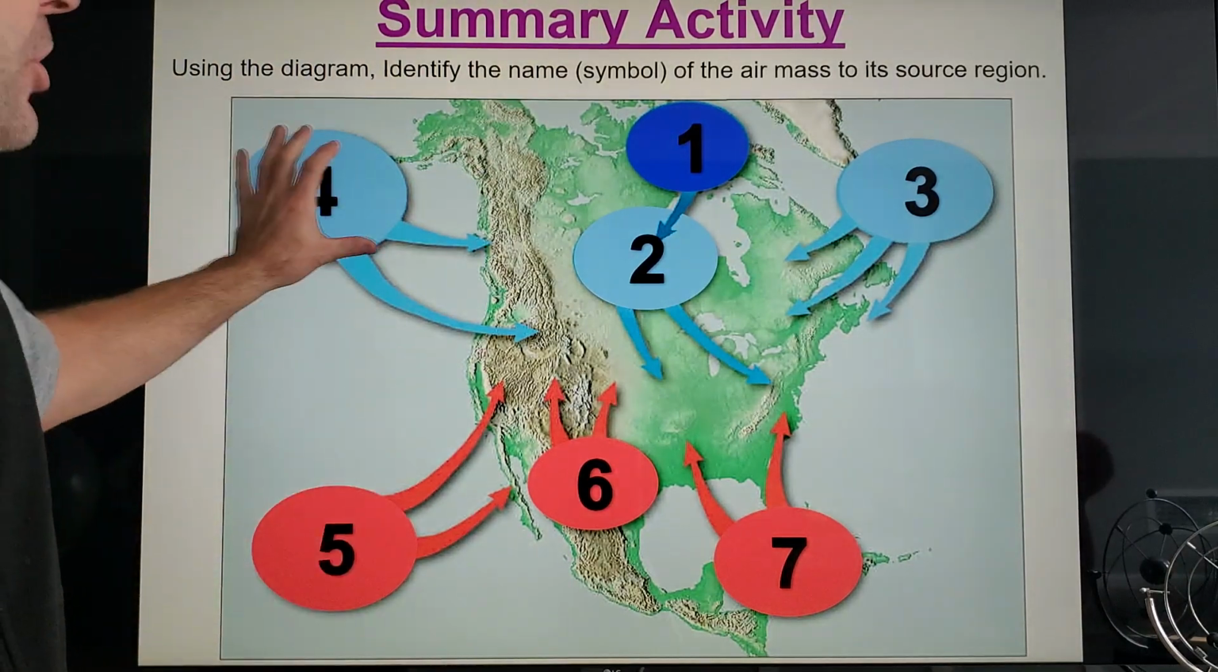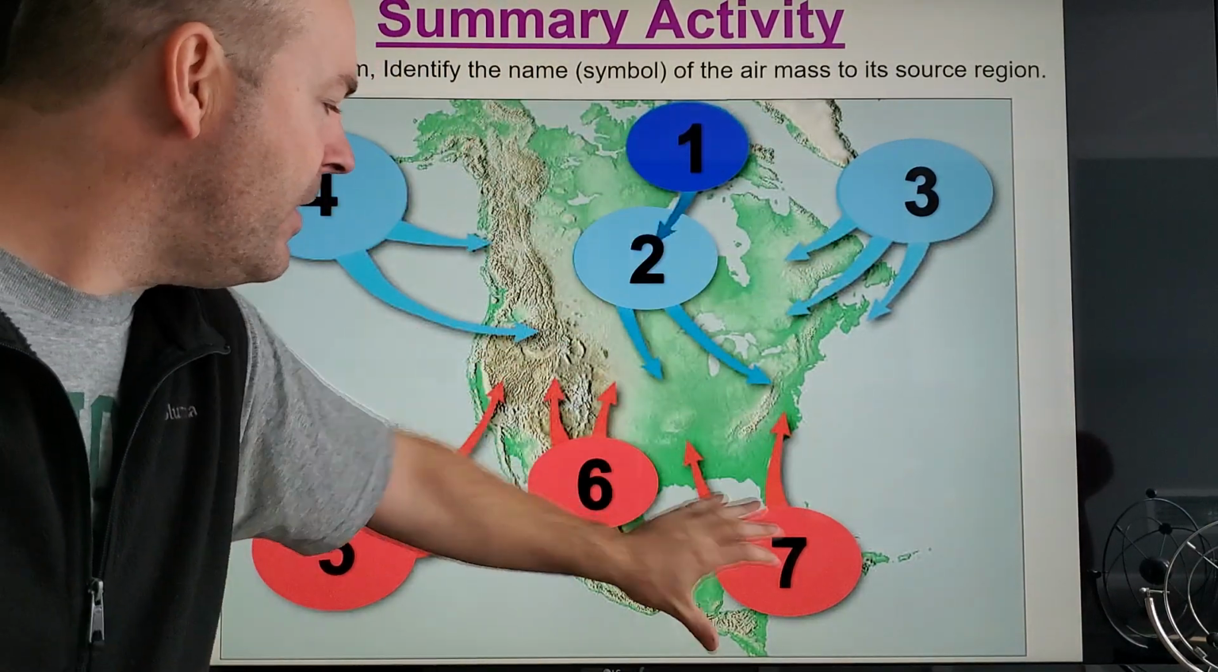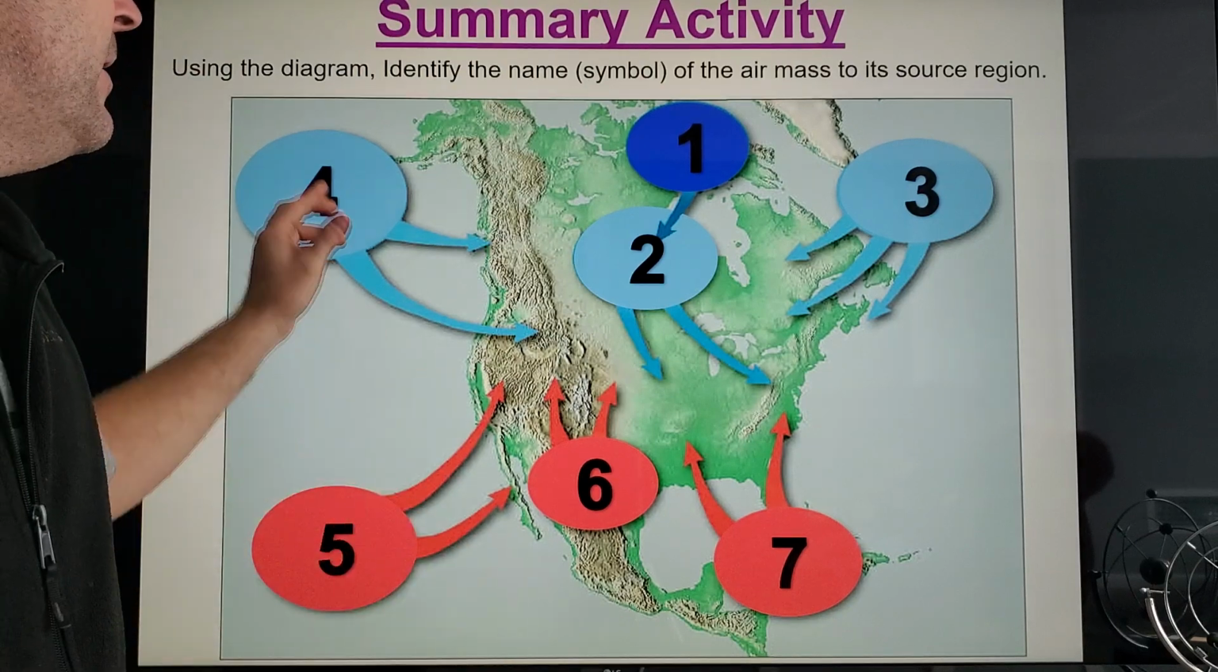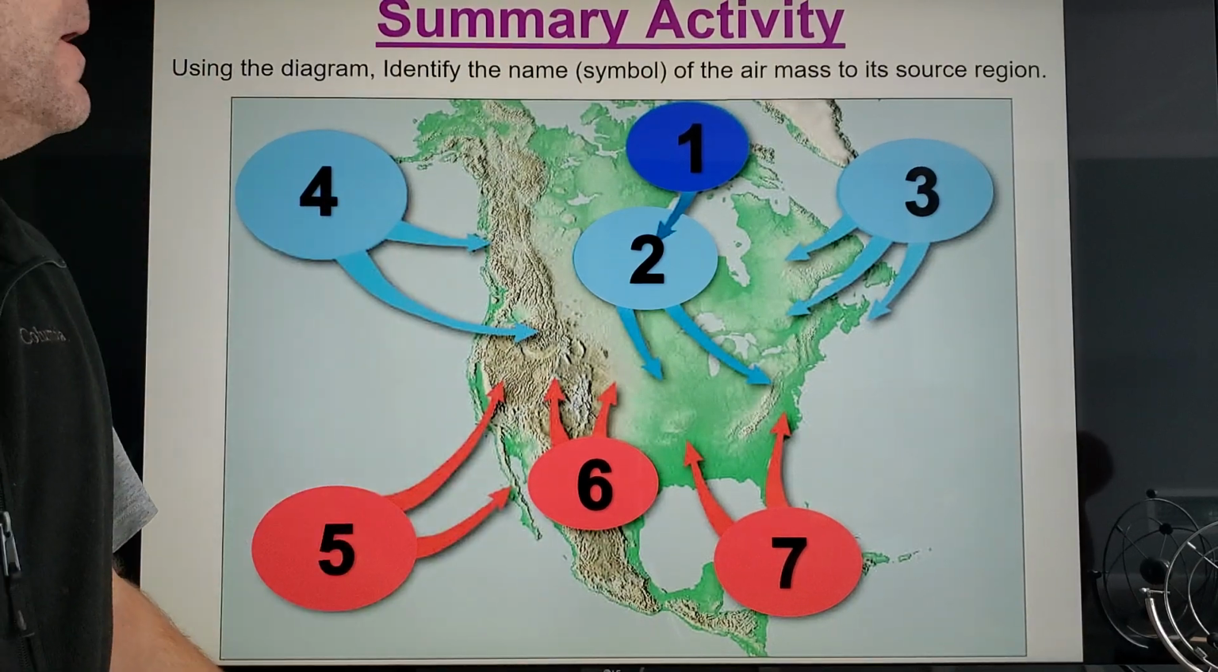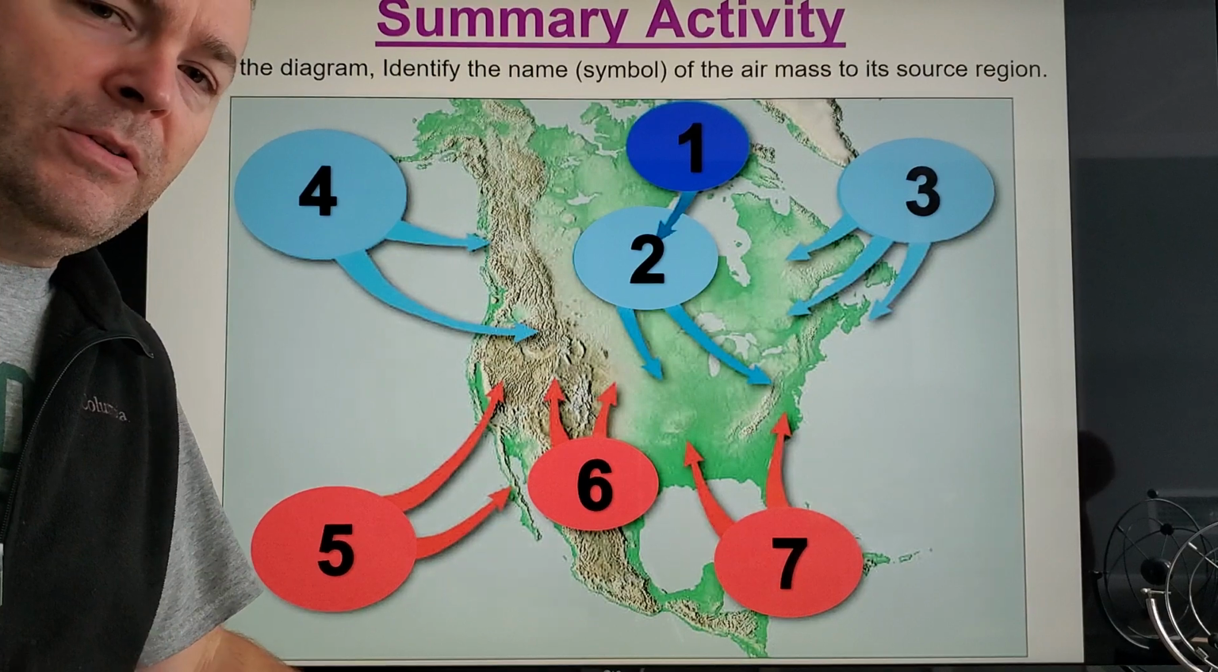You got to figure out which air mass would be in the blobs here, right, coming from its source region. So just write in those two letters to name it. And then you have a couple of region summary questions that follow.